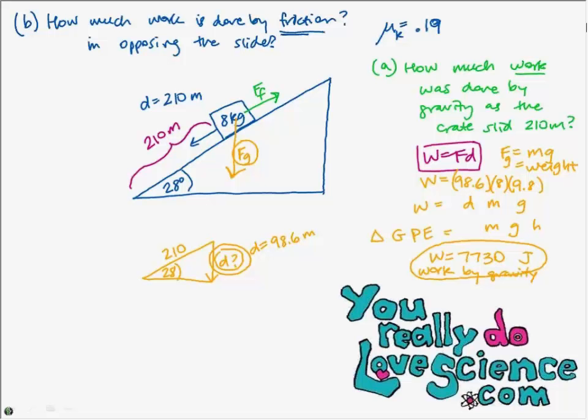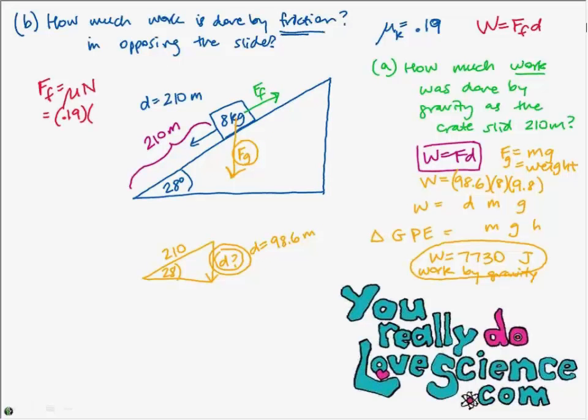Now, do you remember the equation for the force of friction? Is it like mu N? Yeah, very good. So the force of friction equals mu times the normal force. Let's calculate that, because in order to get the work done by friction, we're going to need the force of friction times the distance. So we know the mu is 0.19.